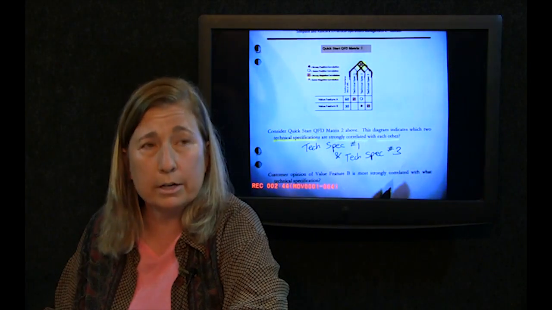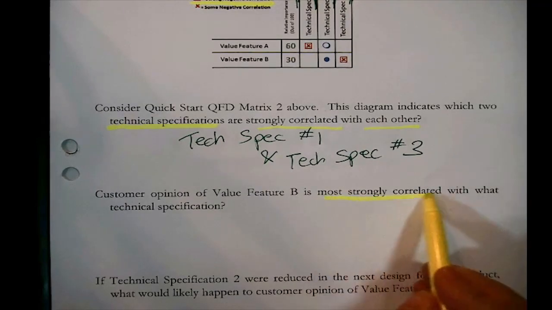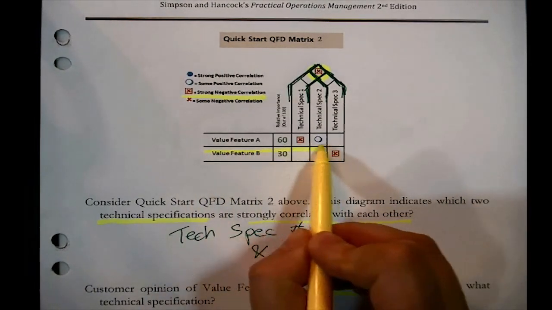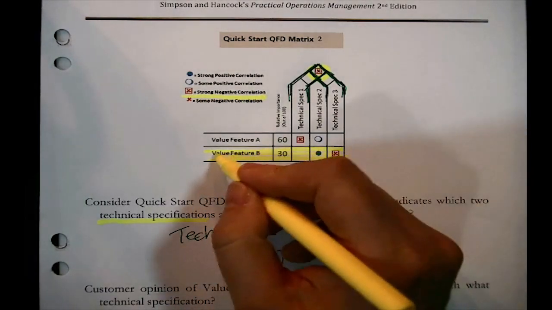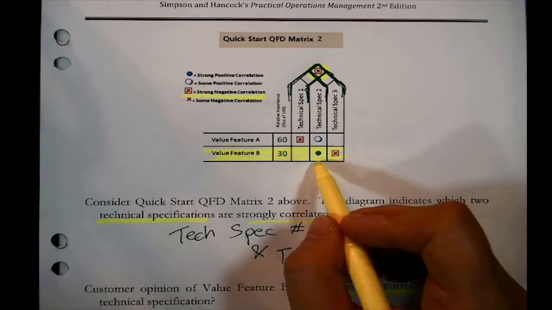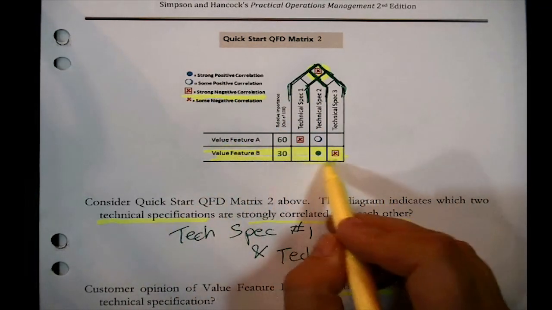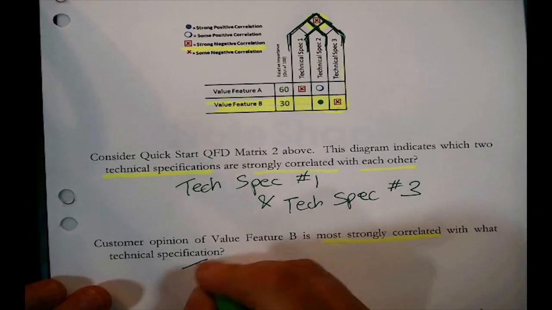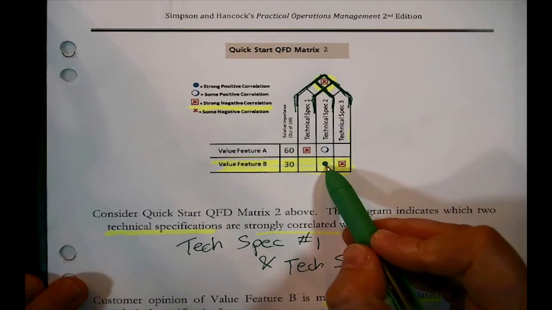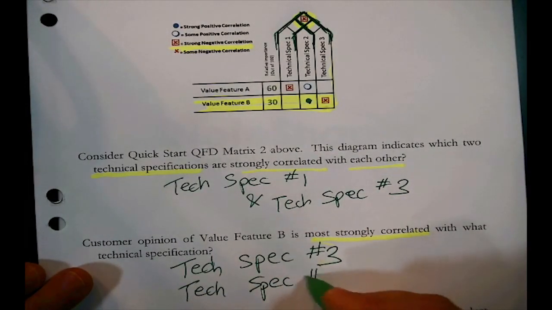Now, next question about our diagram. Here, customer opinion of value feature B is most strongly correlated with what technical specification? All right, classic use of a QFD diagram. They're asking about this value feature right here, right? B, yes, B. Okay, so we look to see the symbols for strongly correlated, and I see two symbols here, right? I definitely see this symbol right here. We were just looking at a strong negative correlation, and I know that, so who does that belong to? Tech spec 3. I can definitely note that, tech spec number 3. I also see another symbol here, right, for tech spec 2, strong positive correlation. And I should note that as well.